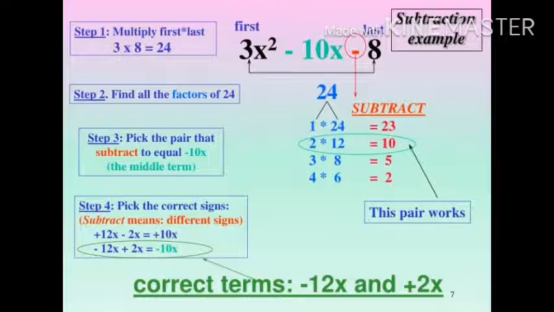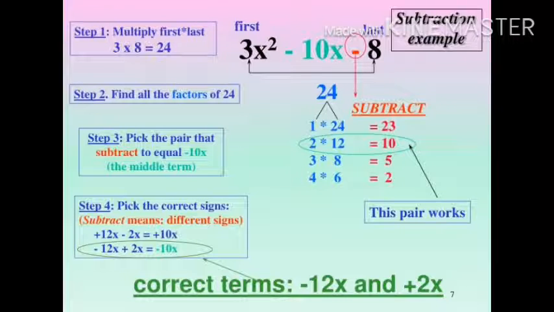Let us take another example. The expression is 3x square minus 10x minus 8. Now 3 times 8 is 24 and the factors are 1 times 24, 2 times 12, 3 times 8, 4 times 6. So we choose the correct pair. First we check the sign of the last term, meaning the third term. This is negative. So we use 2 and 12, meaning 12 minus 2 becomes 10. Or then we use minus 12 plus 2, which becomes minus 10.